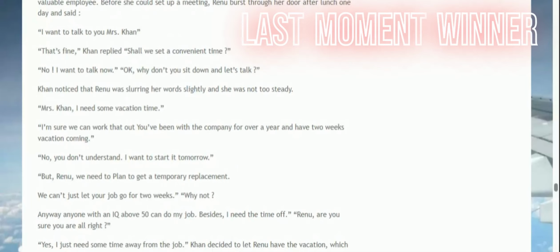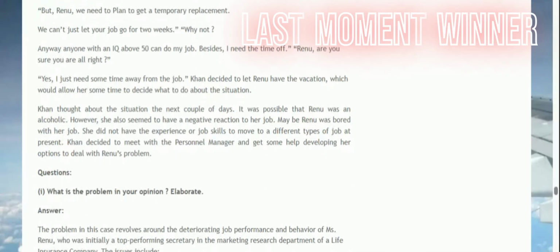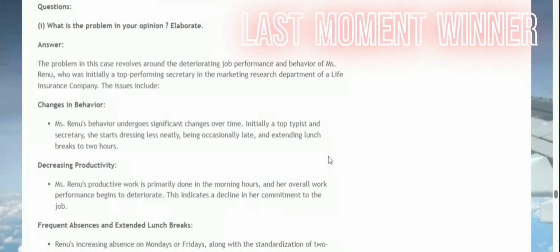Questions. What is the problem in your opinion? Elaborate. Answer. The problem in this case revolves around the deteriorating job performance and behavior of Ms. Renu, who was initially a top-performing secretary in the marketing research department of a life insurance company. The issues include changes in behavior. Ms. Renu's behavior undergoes significant changes over time.